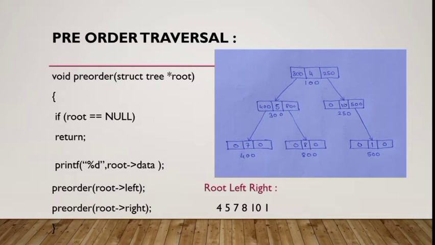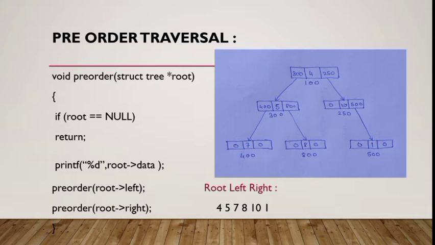Now 800's left side is 0. Now 0 is passed as the input to the preorder function. If root equal to null, yes, condition true, return. It returns to 100. Now preorder of root of right. Now 100's right is 250. Now 250 is passed as the input to the preorder function. If root equal to null, no. And print root of data. Now 250's data is 10. Now 10 is printed, and then it moves to preorder of root of left.